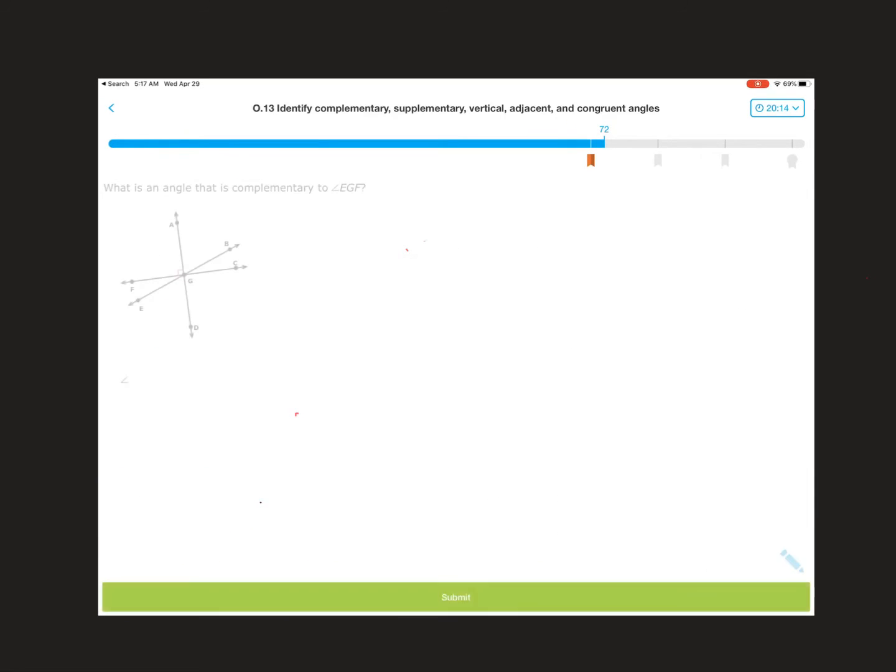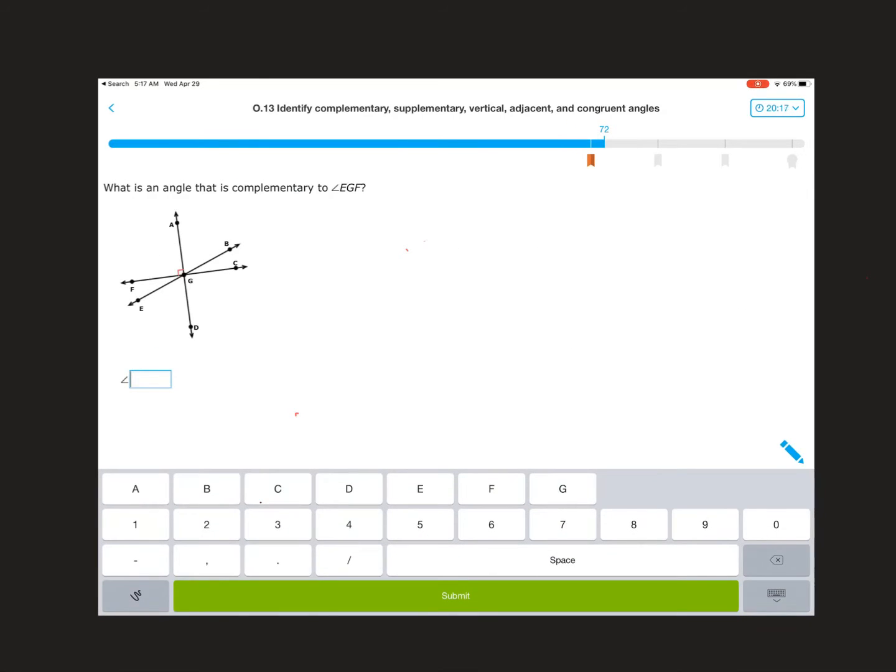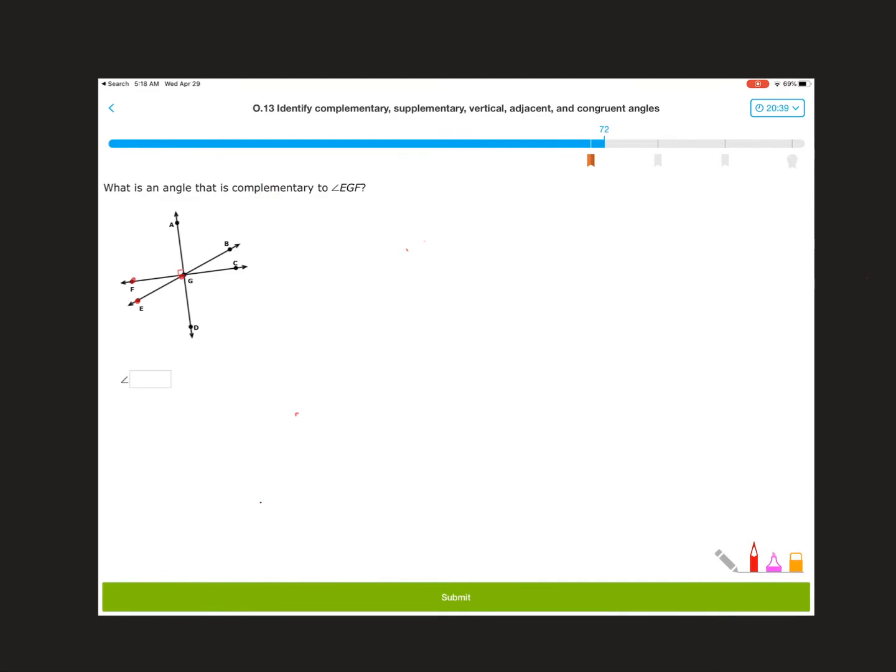All right, super. So guys, Smart Score 70, Smart Score 75, that's an A. That's full credit. If you would like to stop here, you are welcome to. If you would like to challenge yourself and push yourself to 100, you absolutely can. So, what is an angle that is complementary, adding up to 90, to this angle, EGF? So let's go find EGF.